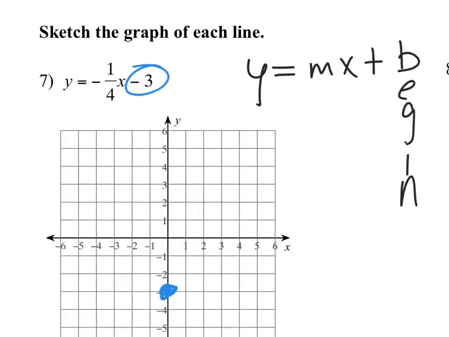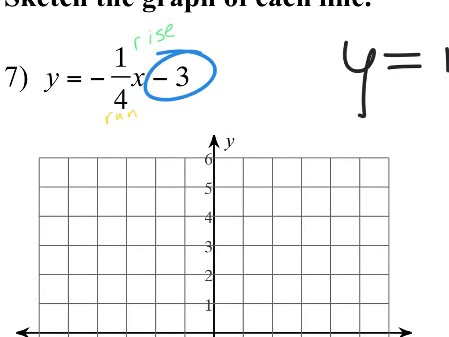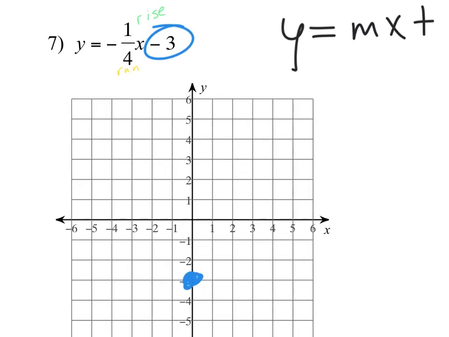And I'm going to zoom in here on my slope because my rise is -1 because it's going down, right? And my run is 4. So from that beginning point, from that -3, my rise will be down 1. And then I need to go over 4. So my next coordinate should be right here.